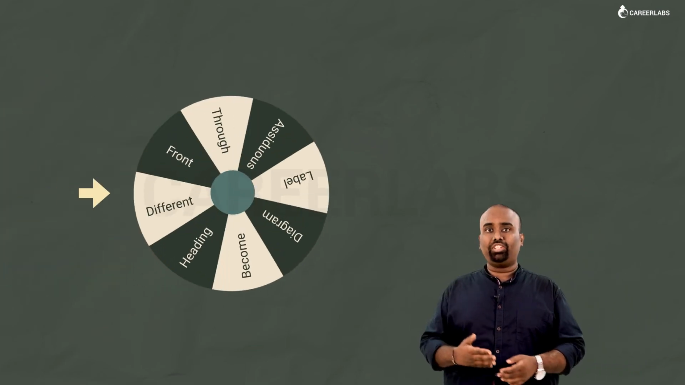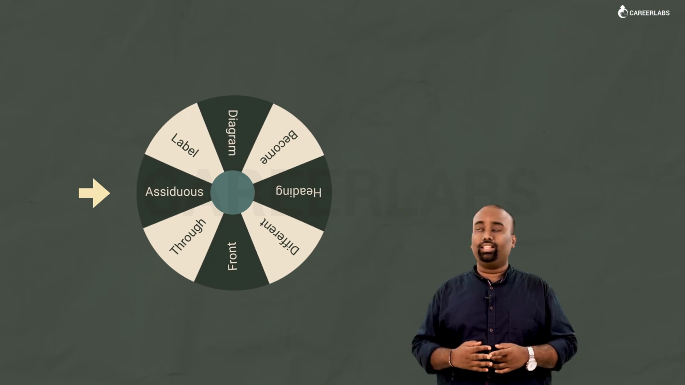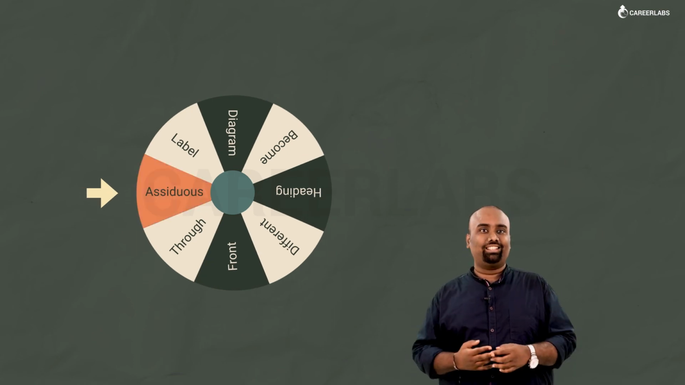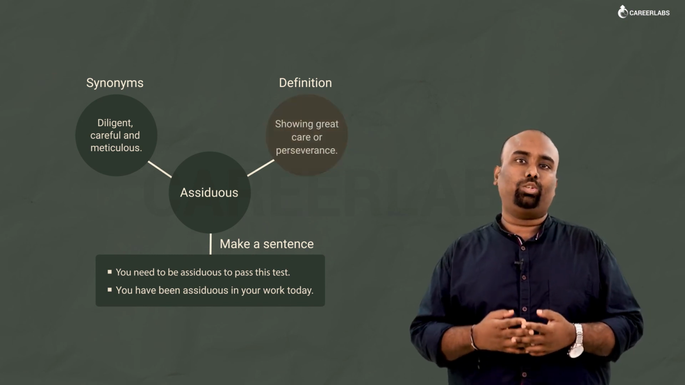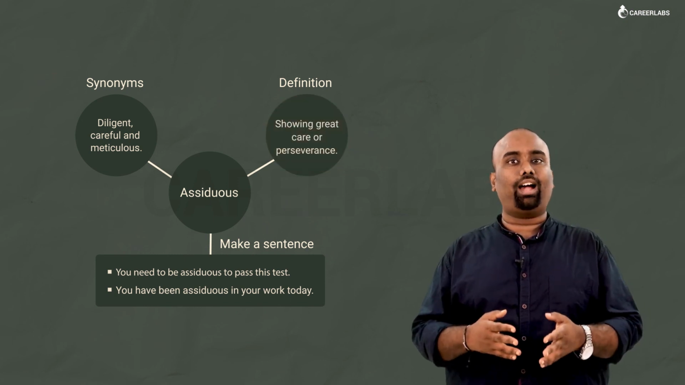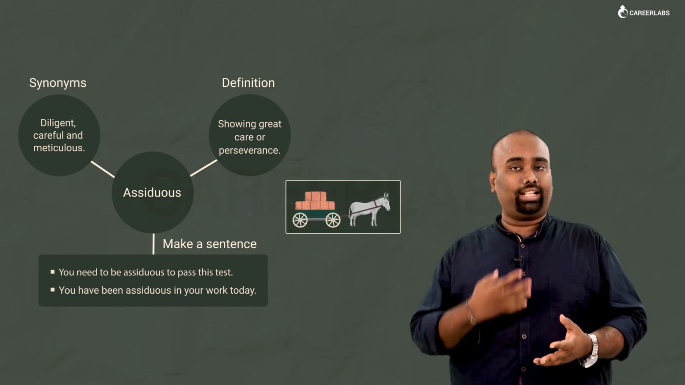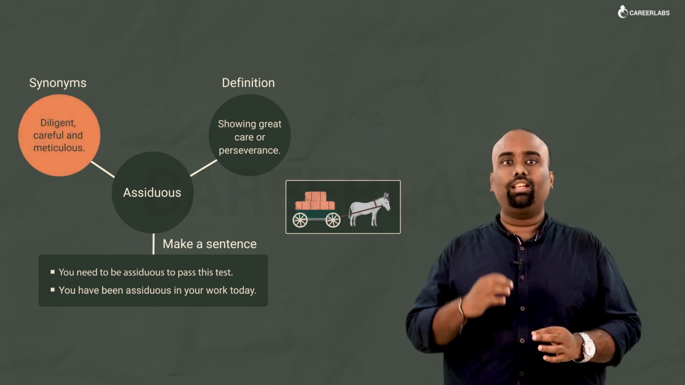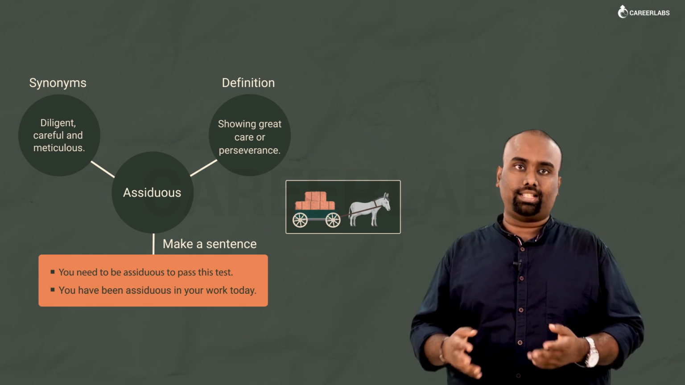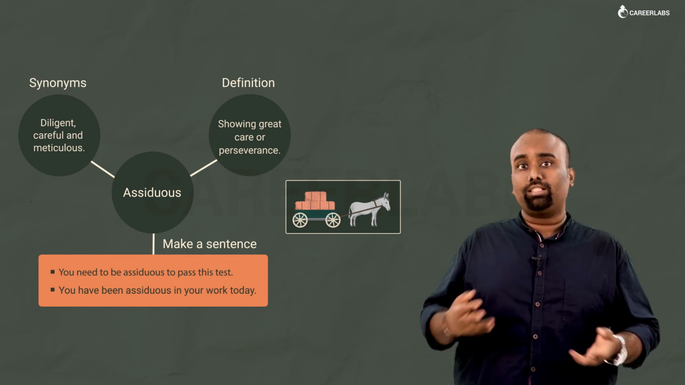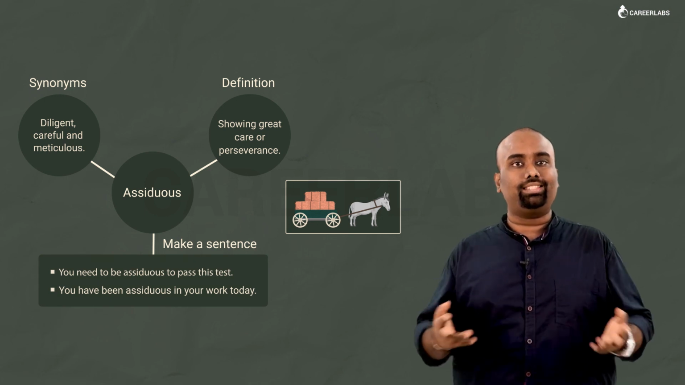Now, before we head to the next video, let's find out what our vocabulary word is. It's assiduous. It means to show great care and perseverance. It could also mean someone who is extremely hardworking, like this donkey here. Now, let's take a look at its synonyms, which are diligent, careful, and meticulous. You need to be assiduous to pass this test. And you have been assiduous in your work today. Are two ways in which we can use our vocabulary word in a sentence.